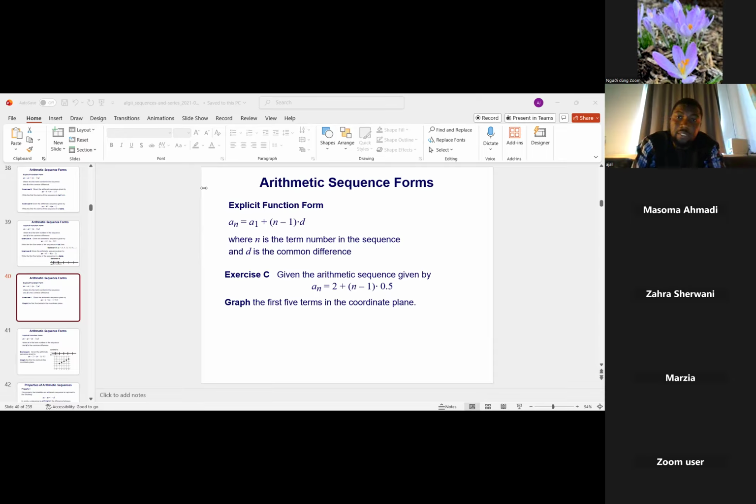So the first term is 2. The second term becomes 2.5, the third term 3. Once you know the common difference is 0.5, you could also just use that and then know that the first term is this, then add 0.5 to the first term to get the second term, add 0.5 to the second term to get the third term, add 0.5 to the third term to get the fourth term, and so on. So that's also one way you can continue or write the sequence.